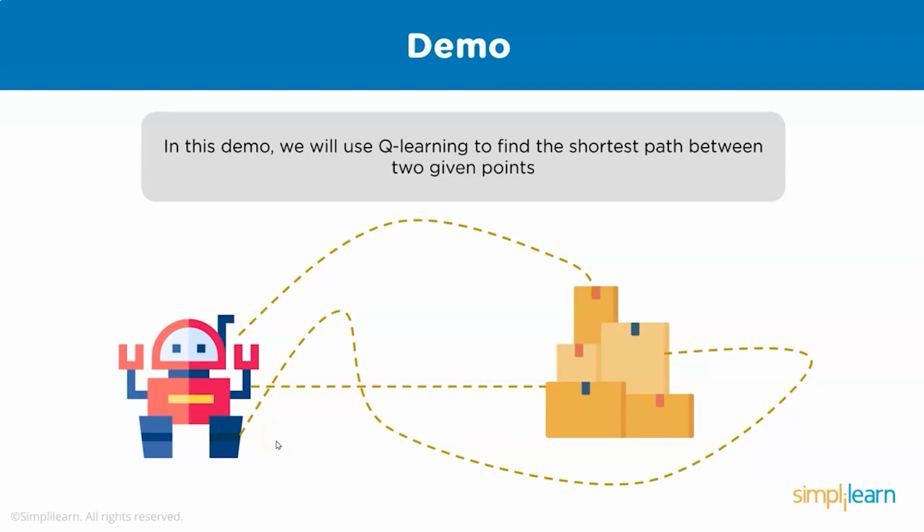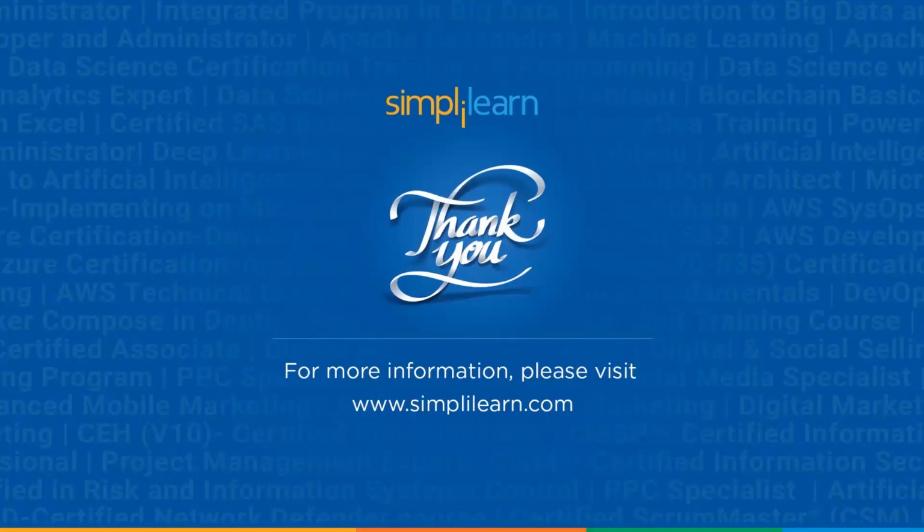In this demo, we've found the shortest distance between two paths based on whatever rules or state rewards we have to get from point A to point B and what available actions there are. And with that, we have come to the end of our reinforcement learning full course.